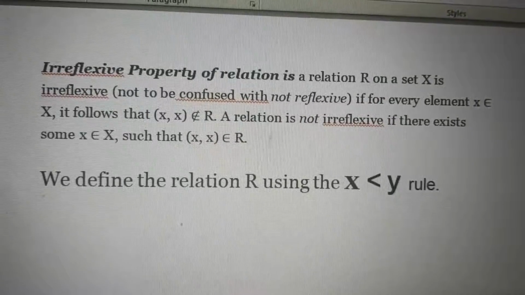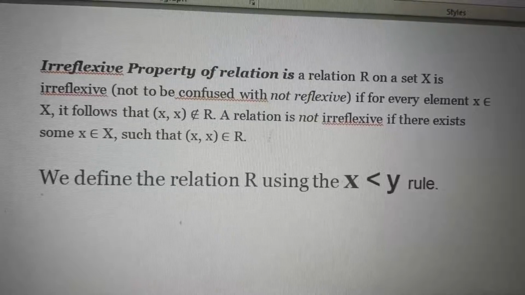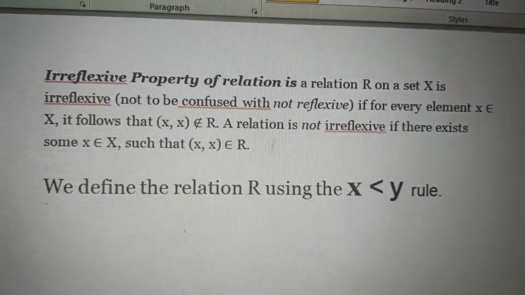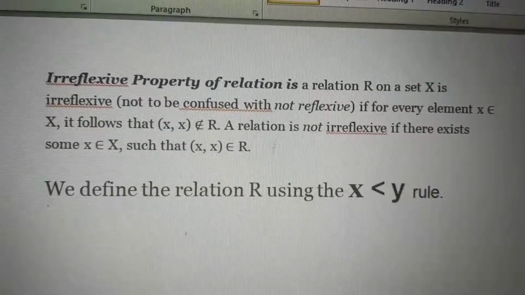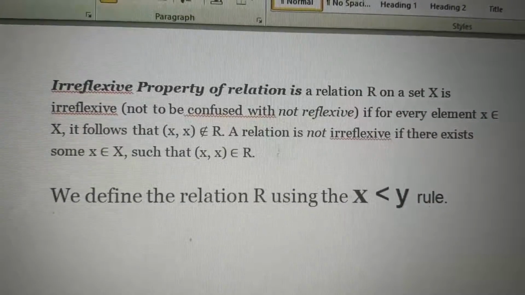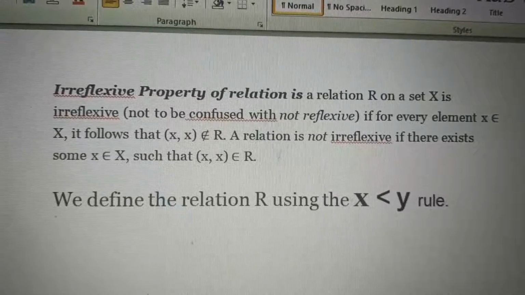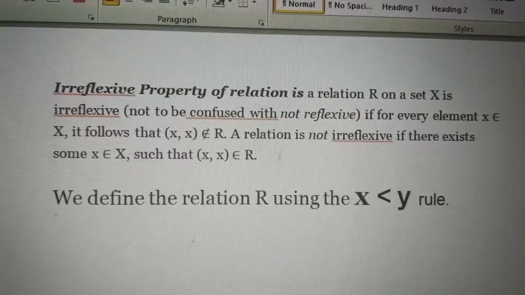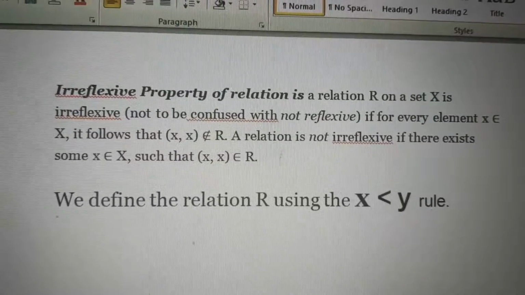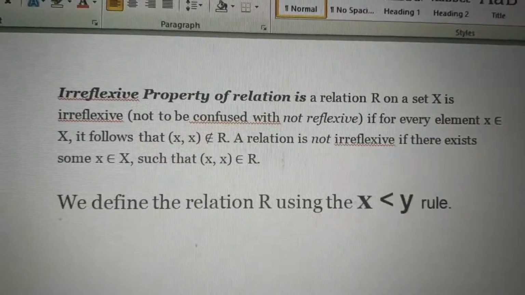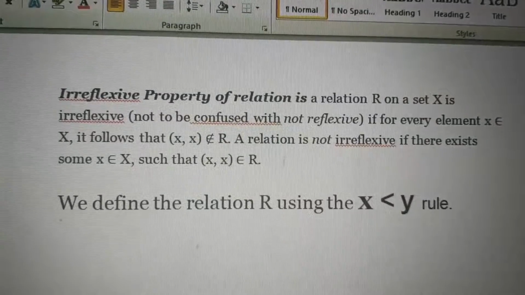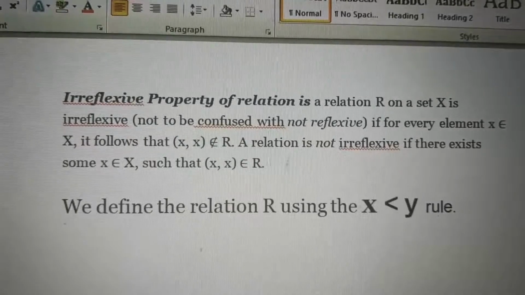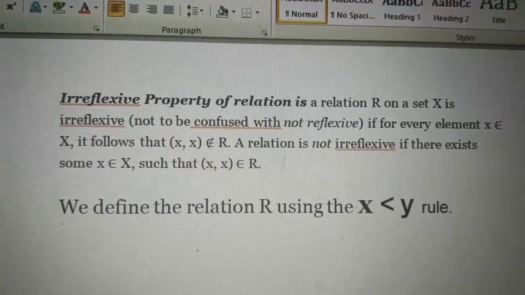An irreflexive property of relation: a relation R on a set X is irreflexive if for every element x that is an element of X, it follows that (x, x) is not an element of R. A relation R on a set is not irreflexive if there exists some x that is an element of X such that (x, x) is an element of R. In irreflexive property, we should follow the rule of irreflexive wherein x should be less than y.